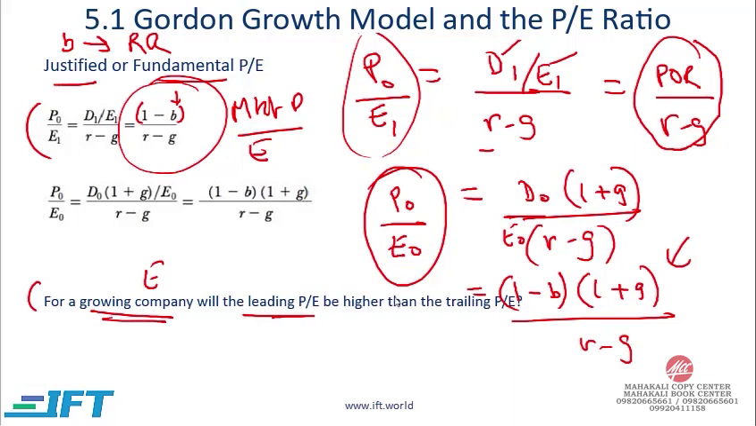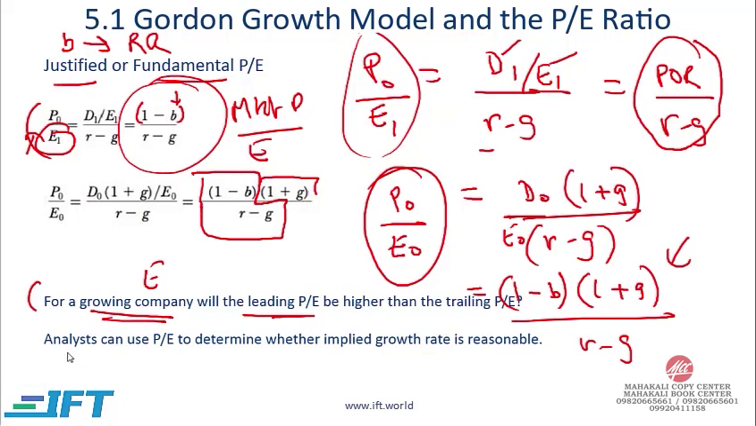And the idea is very simple. The numerator in both cases is the price at a given point in time. For a growing company, I've already said that the earnings will be higher. So if the company is growing, then the denominator is higher with the leading PE. Therefore, the ratio will be lower. And you can also see that mathematically with the trailing PE, we multiply the leading PE, so this part is the leading PE, by 1 plus G. So the trailing PE has to be bigger, both mathematically and logically.